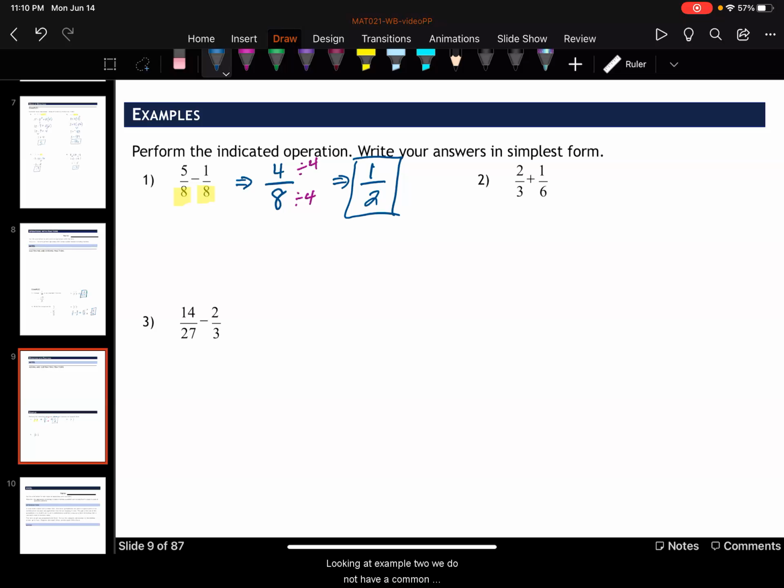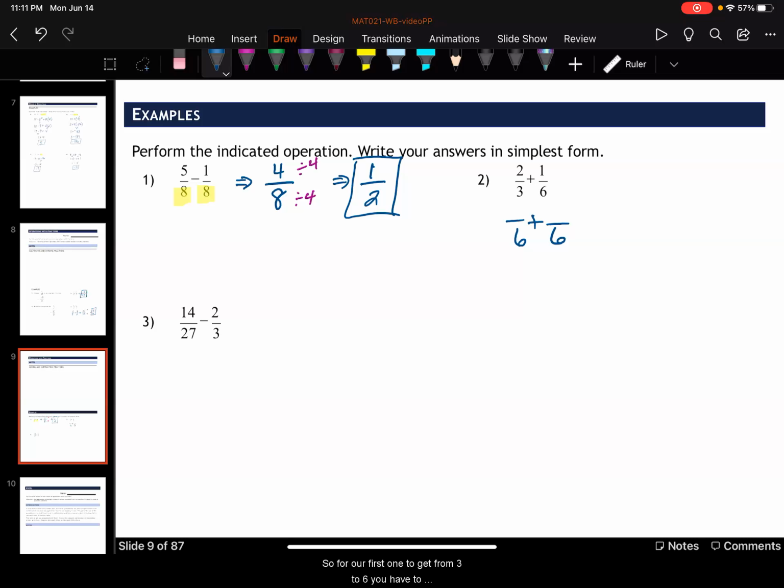Looking at example 2, we do not have a common denominator. 3 and 6 are not the same number. So we need to have a number that both of those will go into. Now, it cannot be smaller than the biggest number that we have. So the biggest number we have in our denominator is 6. So whatever denominator we have has to be 6 or bigger, cannot be smaller. So if I look at 3 and 6, 6 is a number that 3 goes into, and 6 also goes into 6. So our common denominator here will be 6.